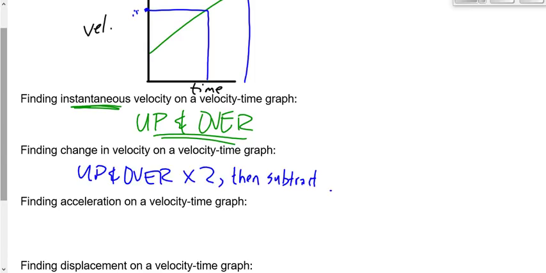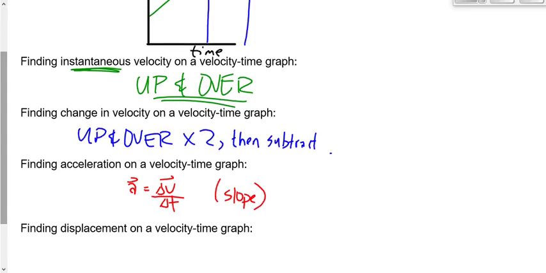What I'd actually, the way that I would actually think of it is this. a is equal to delta v over delta t. Delta v is up and over, subtract the two, and delta t is the time interval, right? But that means the same thing as the slope. Just like in the last graph, position versus time, we found the velocity by saying delta d over delta t. But that was the same thing as the slope of that position time graph. So up and over, subtract the two, and then divide by time, or just find the slope. Basically, delta v is the same as the rise, delta t is the same as the run.